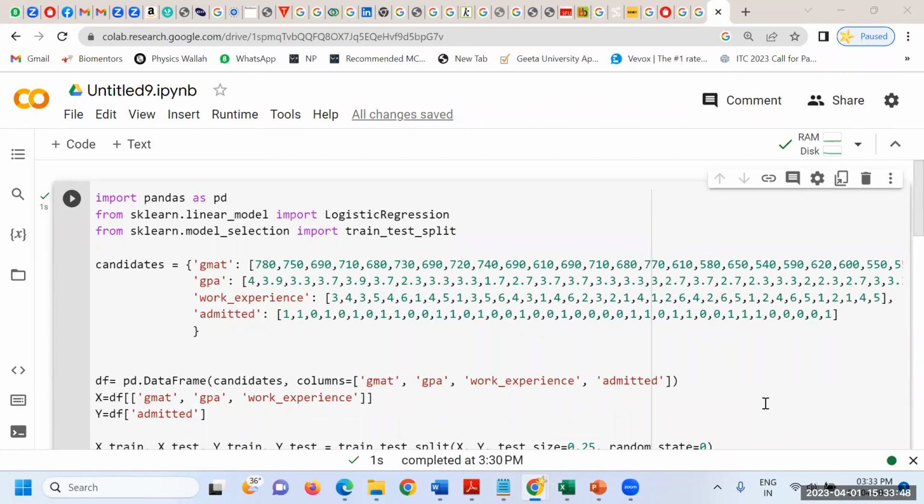Tomorrow I will be taking K-means clustering, and that is all about unsupervised learning. That link will be provided to you.